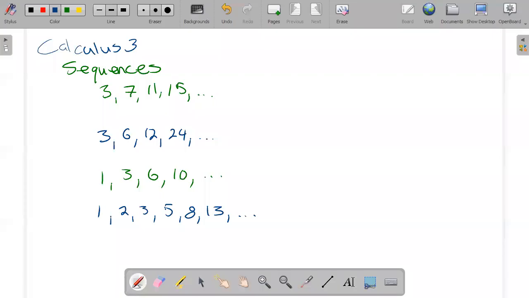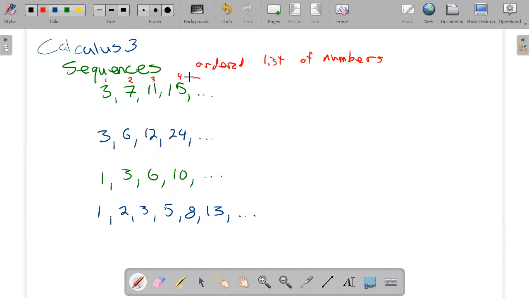Okay, so the first thing we're going to play with is sequences. So here we have 4 different sequences, and all a sequence is, is a list of numbers. Important thing about a sequence, it's an ordered list of numbers. So that means there is a first number and a second number and a third number and a fourth number.